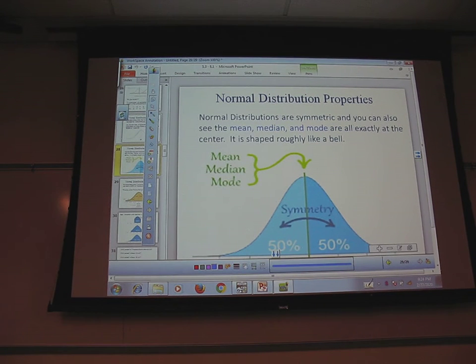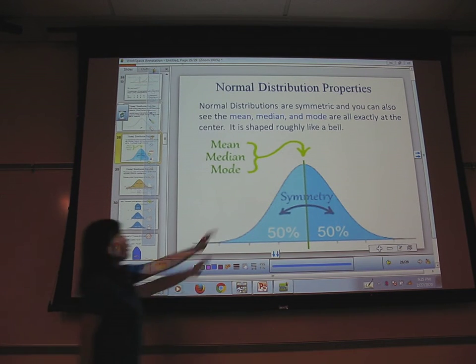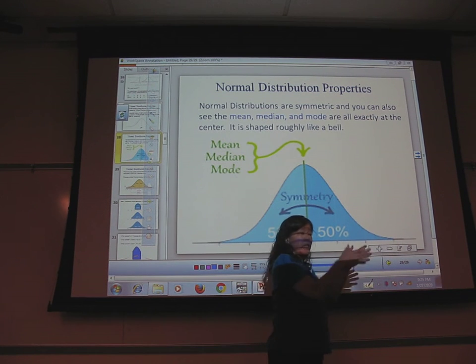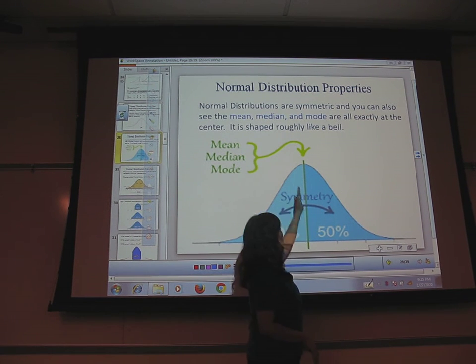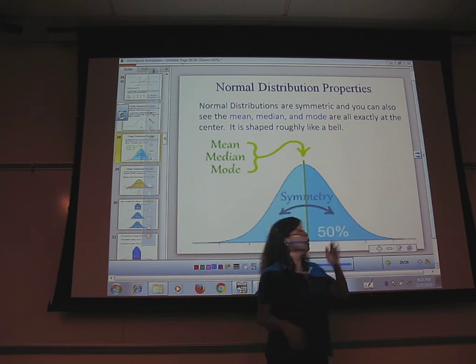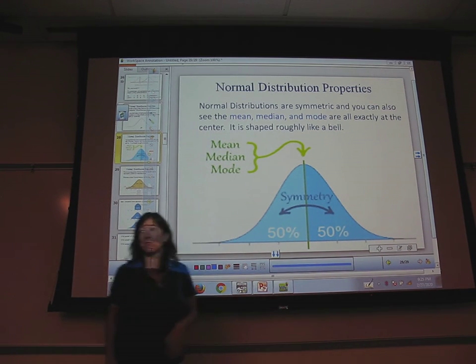More properties. Felicia, go ahead. Normal distribution properties. Normal distributions are symmetric, and you can also see the mean, median, and mode are exactly at the center. It's shaped roughly like a bell. Great. So the mean, median, and mode are smack dab in the middle. It's symmetric. One side is the same size, same shape as the other one. And the beautiful thing about the median being in the middle is that means that half the data is here and half the data is there. So you have your mean, half of it's above, half of it's below. 50-50.